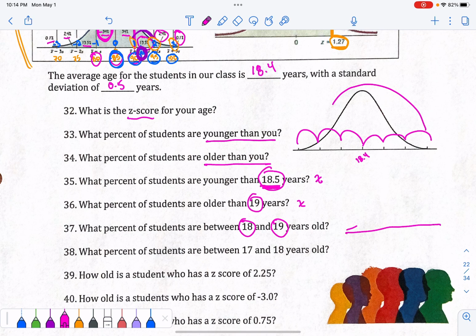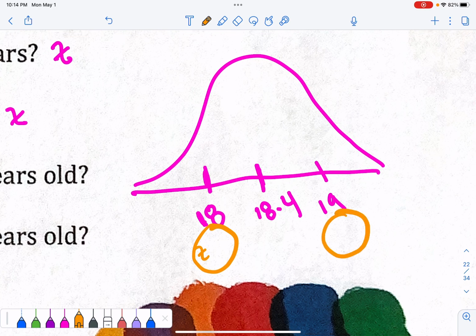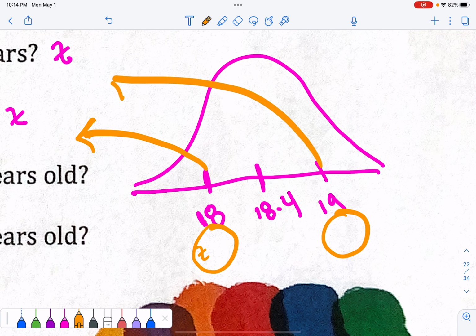Okay, so let's mark that out. If 18.4 years old is the average, and they want to know what's between 18 and 19, okay, I'm going to calculate the z-score. This z-score is going to be a negative number. This z-score is going to be a positive number. If I look it up on the chart, it will tell me from here back. If I look this one up on a chart, it'll tell me from here back.